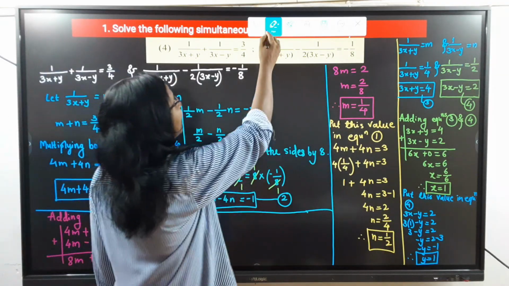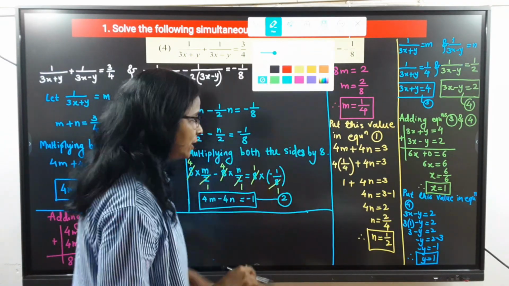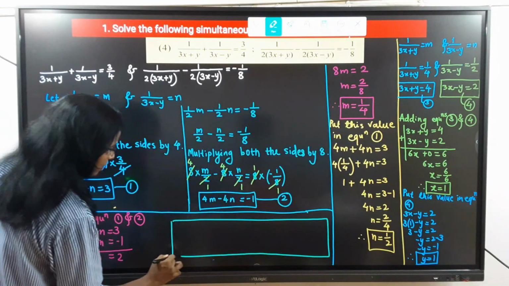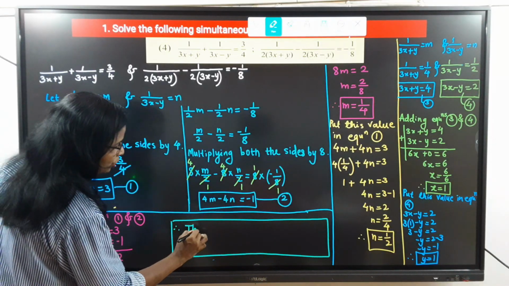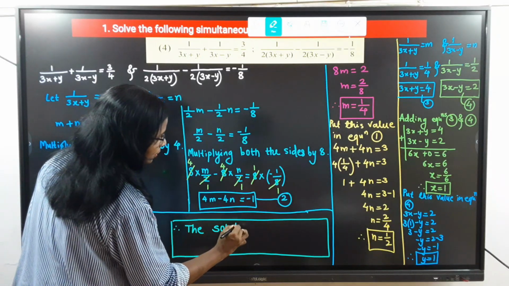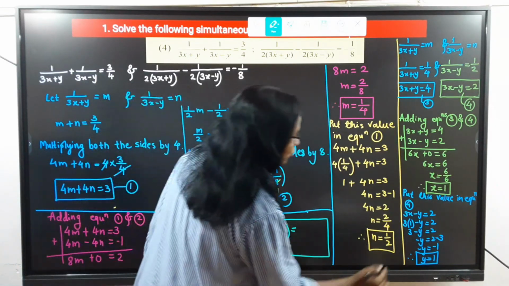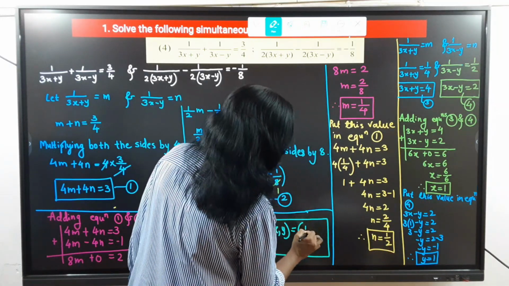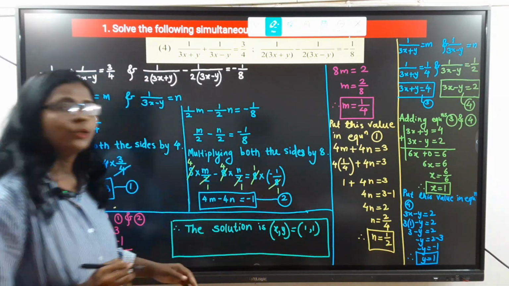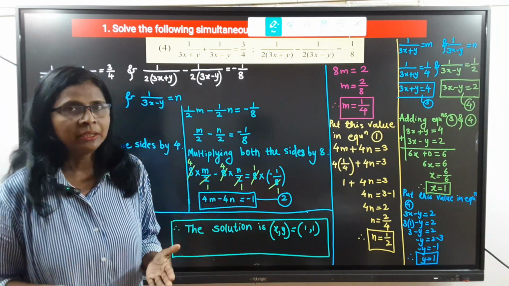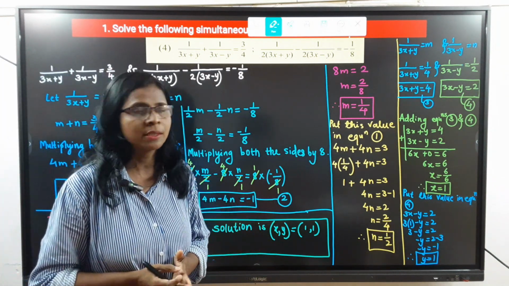So finally we have the solution, and that solution I write here. Therefore the solution is x, y is equal to 1, 1. Okay students, you follow such types of methods and solve such types of examples.